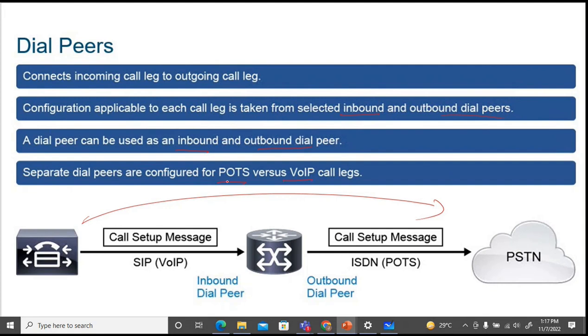Now, POTS is used when you have a T1 or E1 connection. The two types of dial peers are POTS and VoIP. So POTS is used for a T1 or E1 connection. If you have a T1 or E1 connection, then the dial peers we configure are POTS dial peers. And if you have a VoIP connection, like a WAN connection, an IP WAN connection, then VoIP dial peers are used.